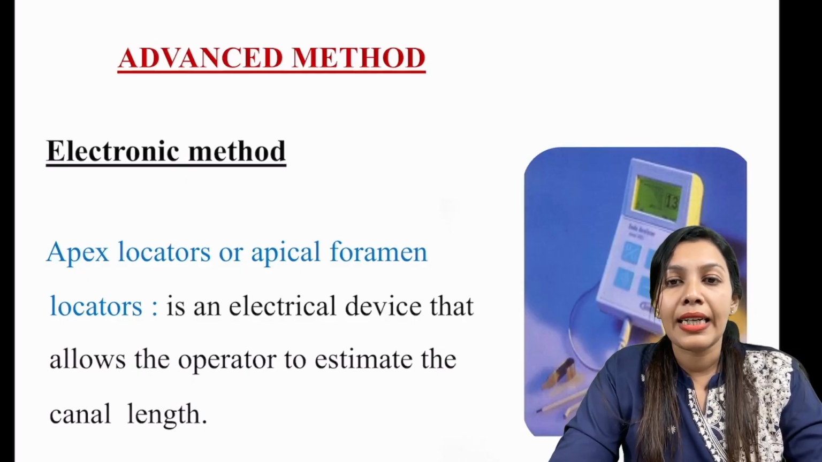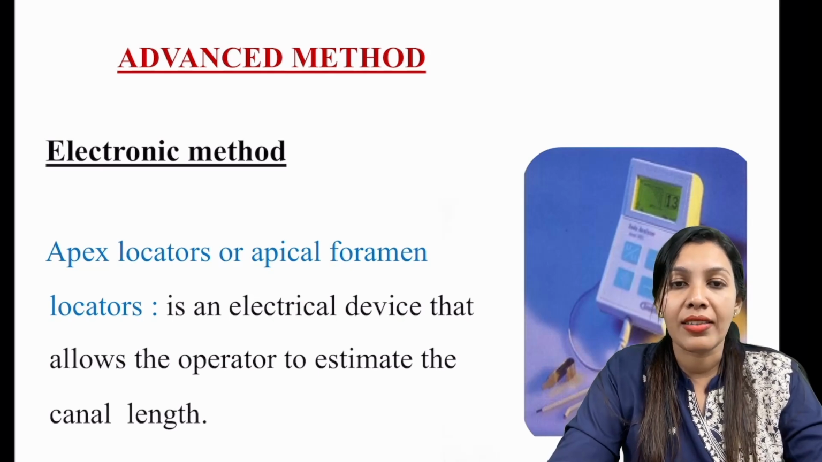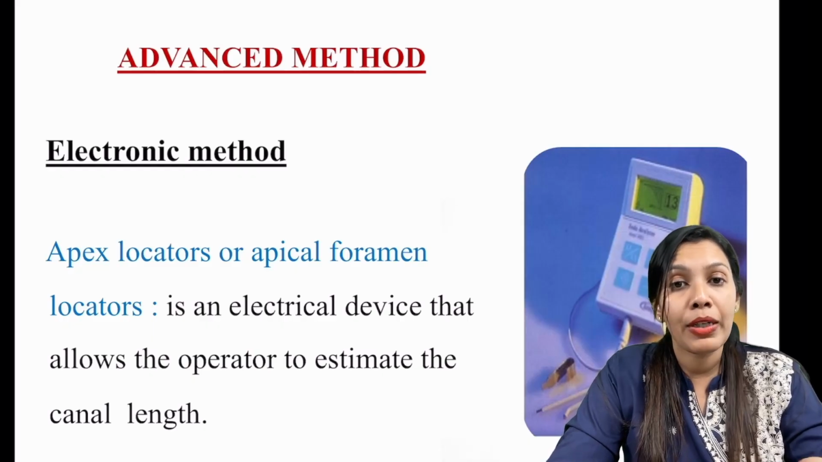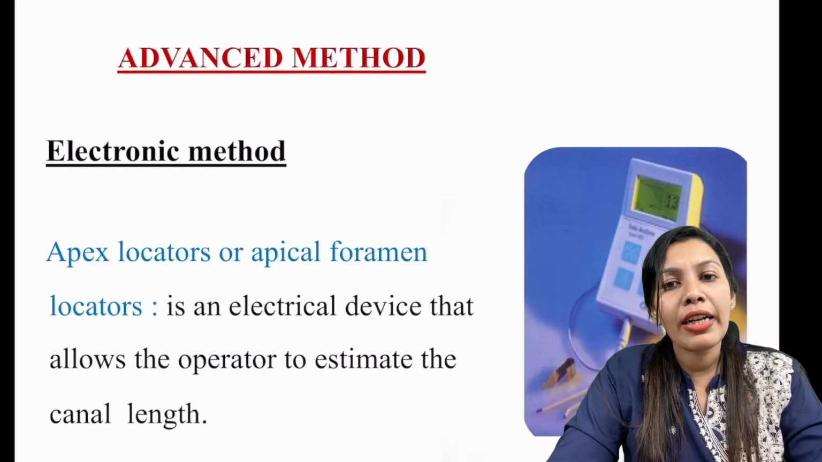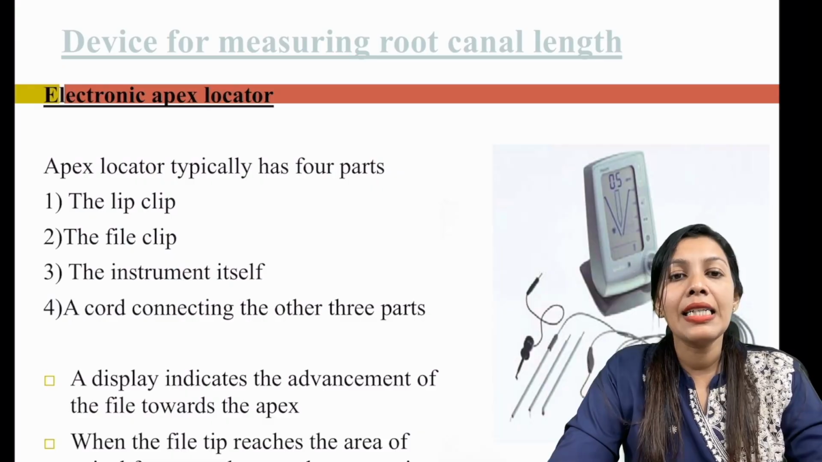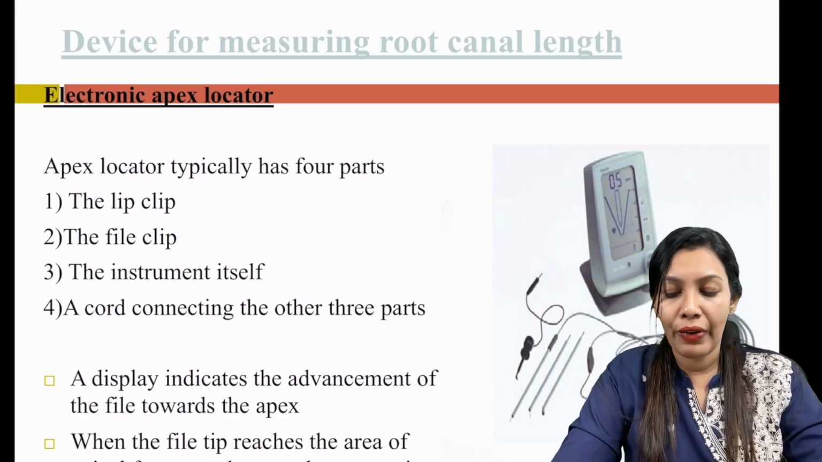You can see there is an instrument which consists of a lip clip and also a file holder. The other name of apex locator is apical foramen locator. This is an electronic device that is used to estimate the canal length. And the apex locator consists of various parts.